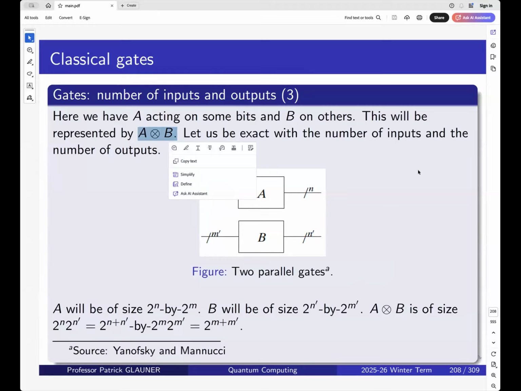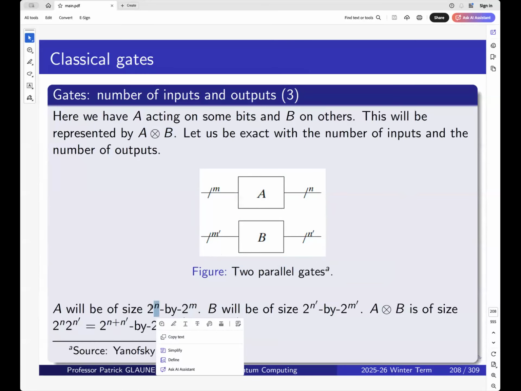So the tensor product of A and B would lead to a matrix that describes all of this. So we can say if A has m many inputs and n many outputs, it's 2 to the n by 2 to the m, and B has m prime many inputs and n prime many outputs, it's 2 to the n prime by 2 to the m prime.